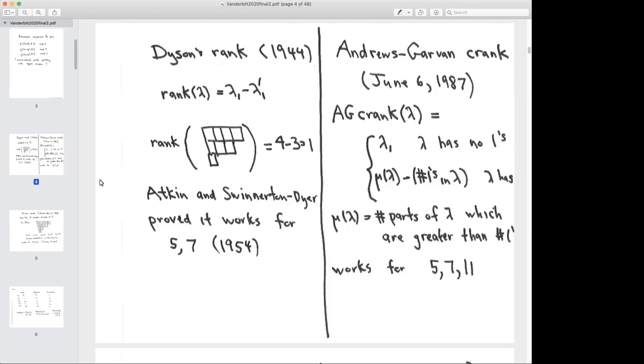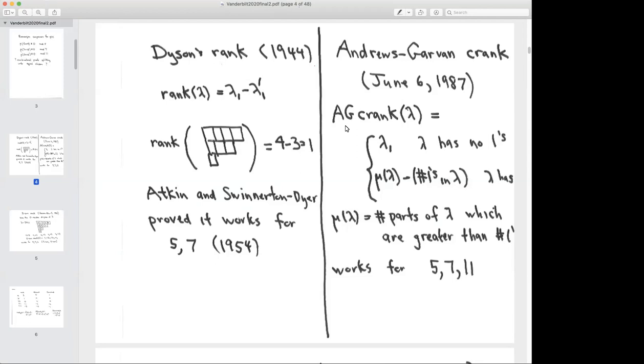And it took 10 years before these conjectures were proven by Atkin and Swinnerton-Dyer, and they used Hecke operators to prove that. But 11 was missing. Dyson's rank does not work for mod 11. So Dyson hypothesized a statistic called crank that would work for 11. And finally, a crank was found in 1987 by Frank Garvan and George Andrews. And here is what their crank was. I'm going to call it the AG crank, the Andrews-Garvan crank.